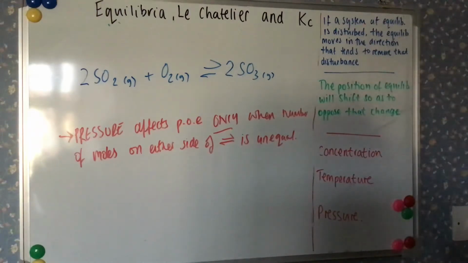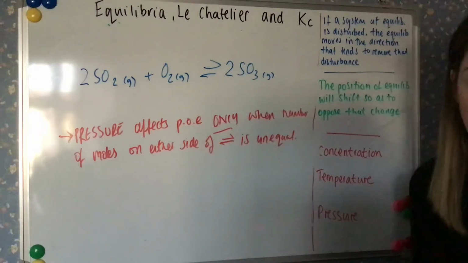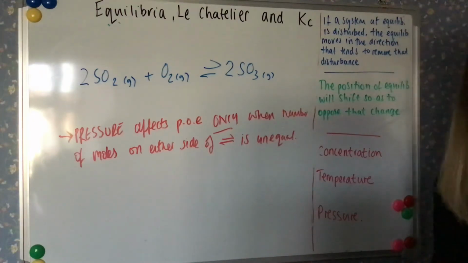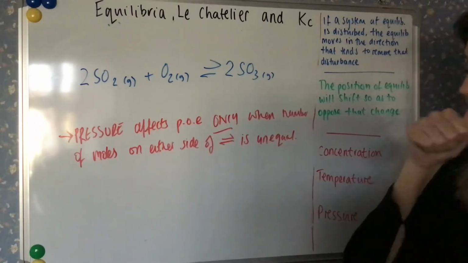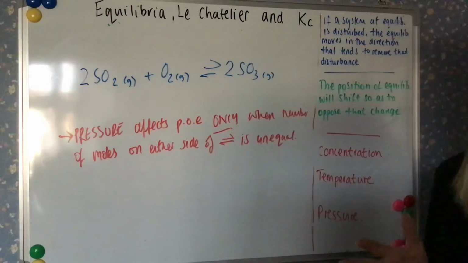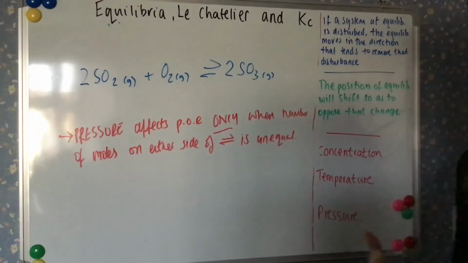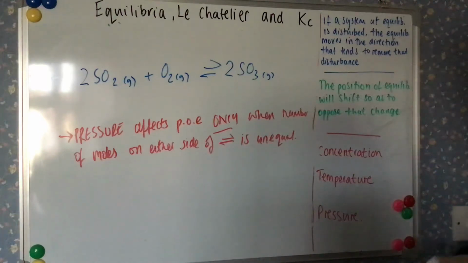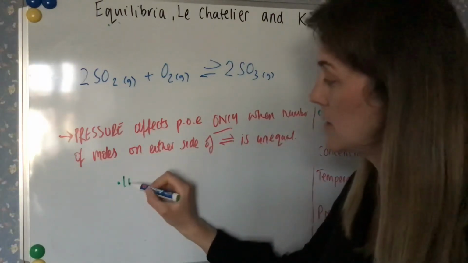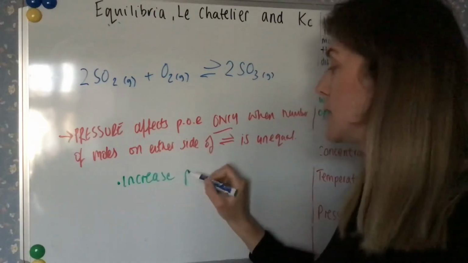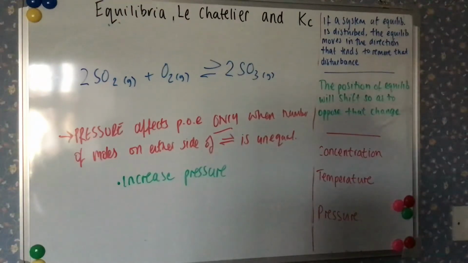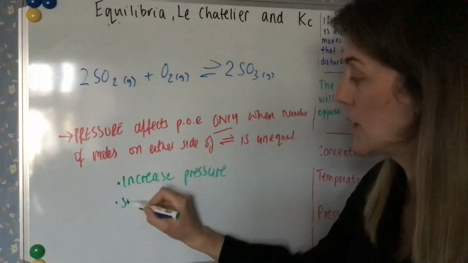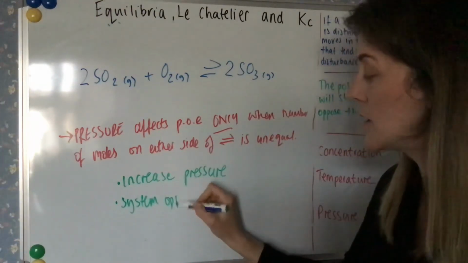So what's going to happen? You've got to imagine that increasing the pressure basically has the same effect as increasing the concentration, because pressure is a number of particles per unit volume. So if you increase the pressure, you're reducing the volume, so you're essentially increasing the concentration. So what's going to happen is, increased pressure, imagine on this system, the system is going to oppose that change.